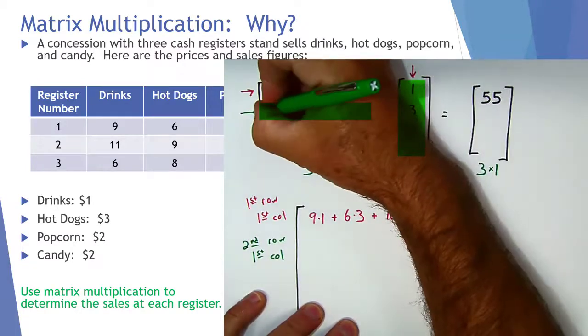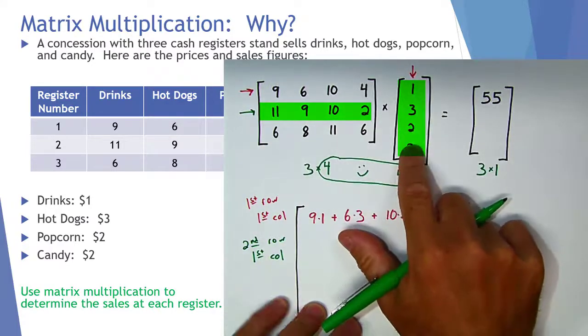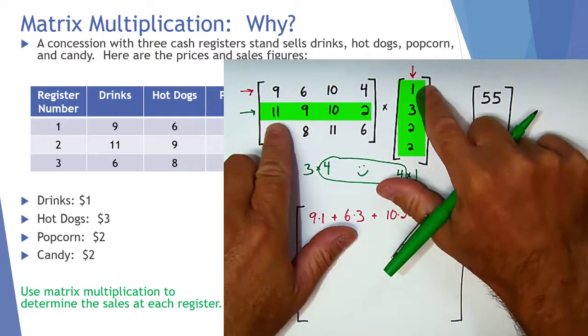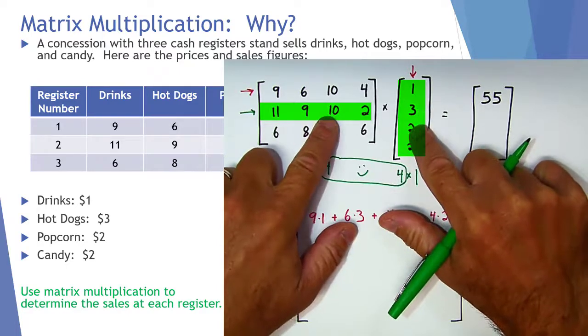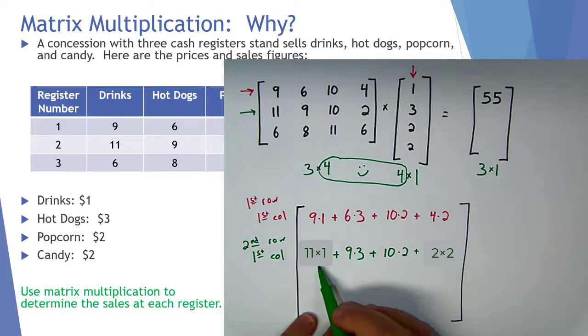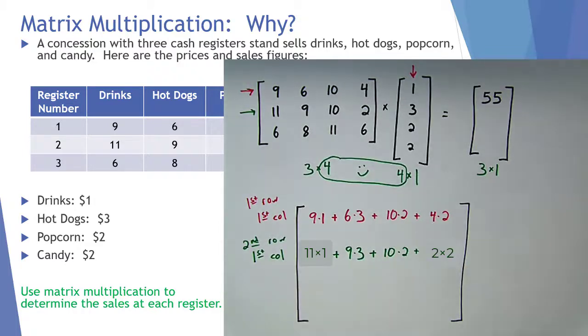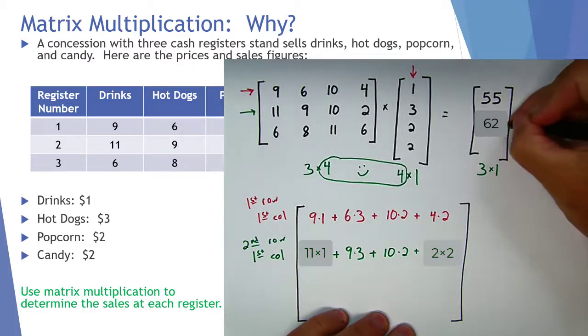Okay, to get our second row, first column entry, there is only 1 column, so that's the only column we can do. We're going to find the dot product of our second row with our first column. So that's going to be 11 times 1, 9 times 3, 10 times 2, and 2 times 2. When we do that, we get 11 plus 27 plus 20 plus 4, and if we add all those together, we get 62.